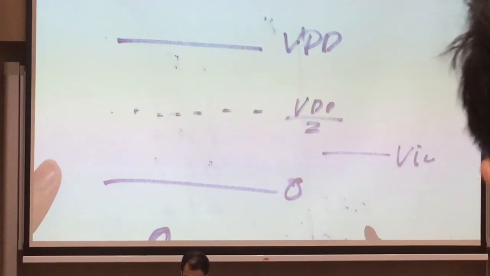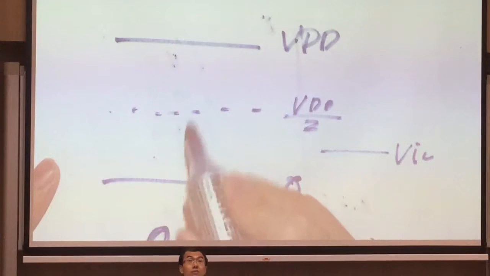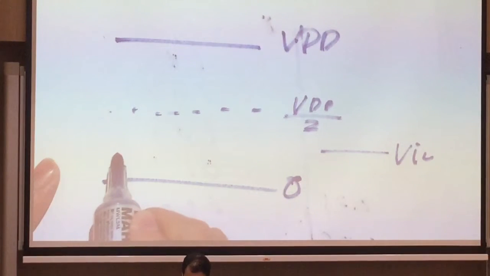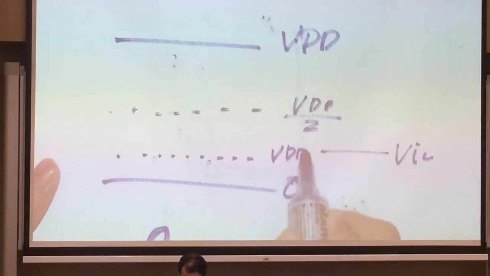Okay. So when it's 0, now you know Vin is somewhere in between 0 and half VDD. So now you need to check with quarter VDD.